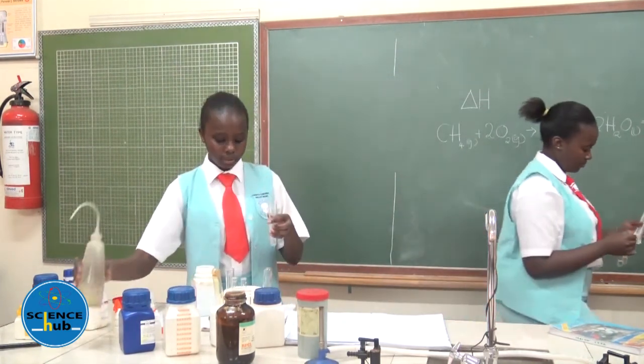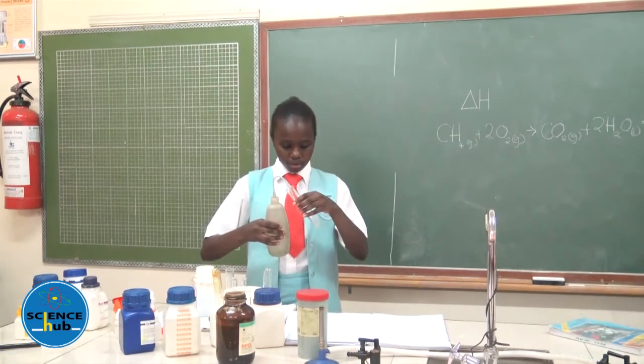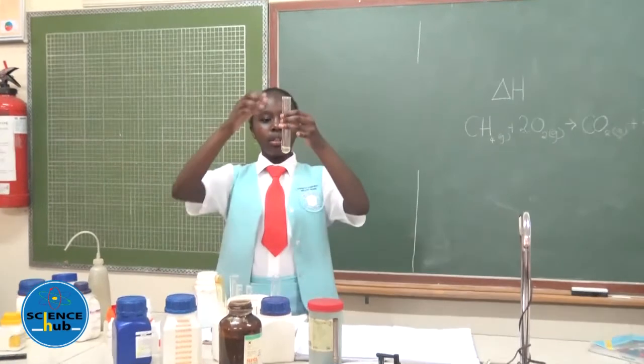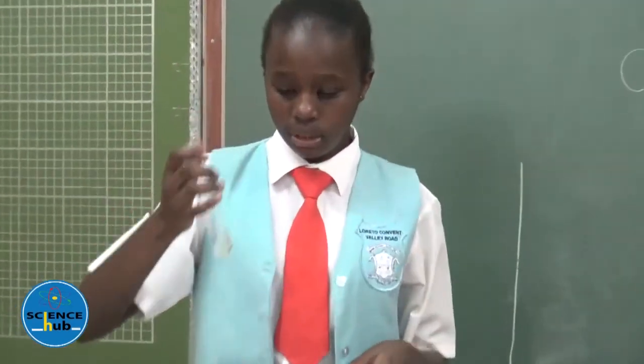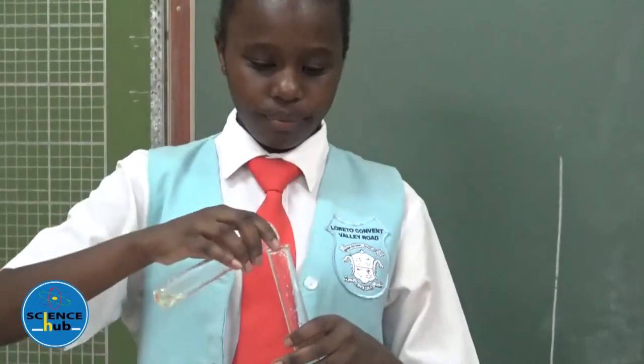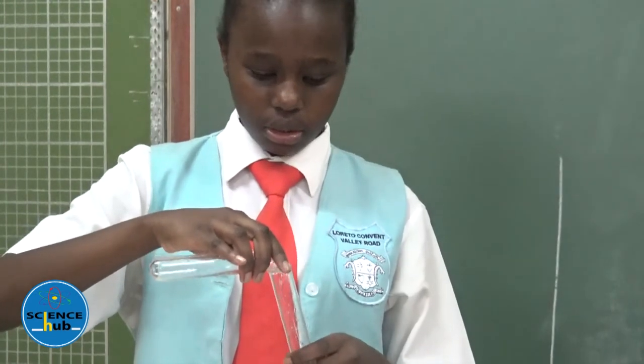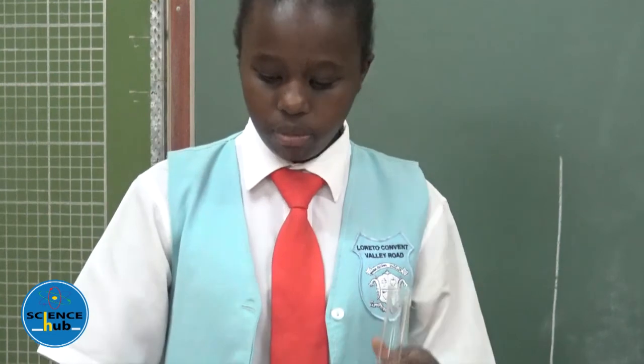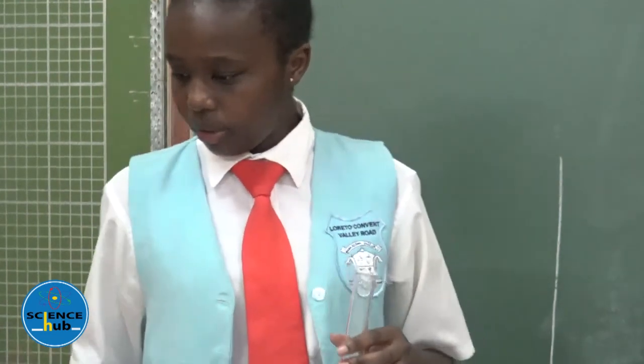So you add water and shake the mixture to ensure that the salt dissolves. So separate the solution to remove the salt that has remained at the bottom of the test tube.